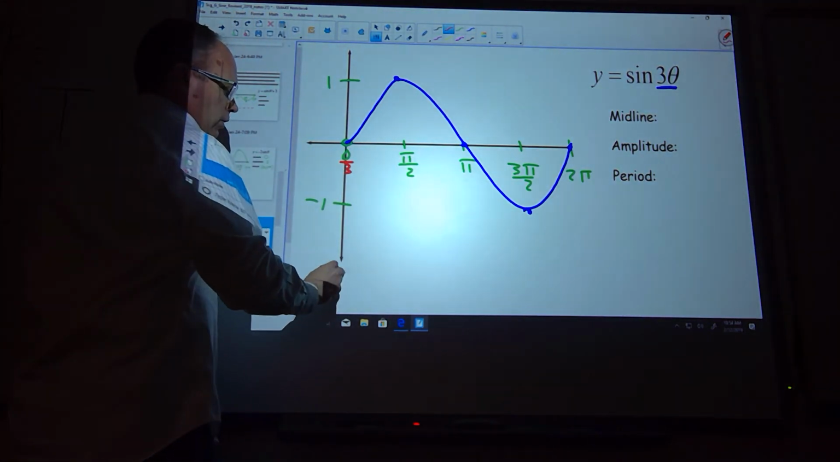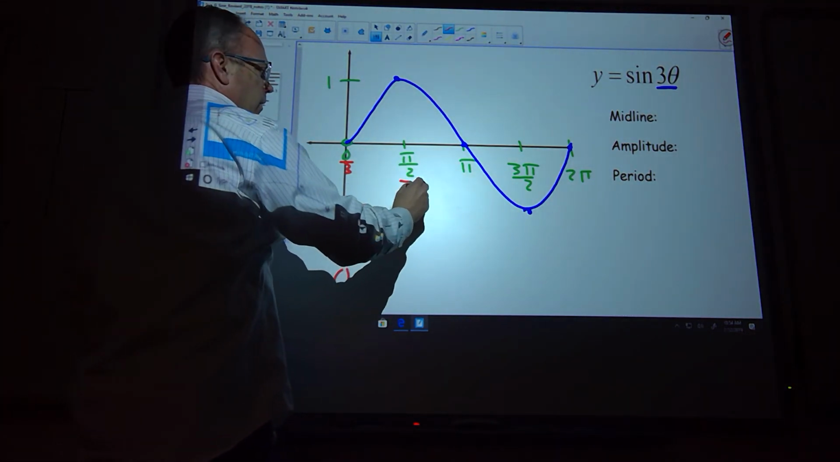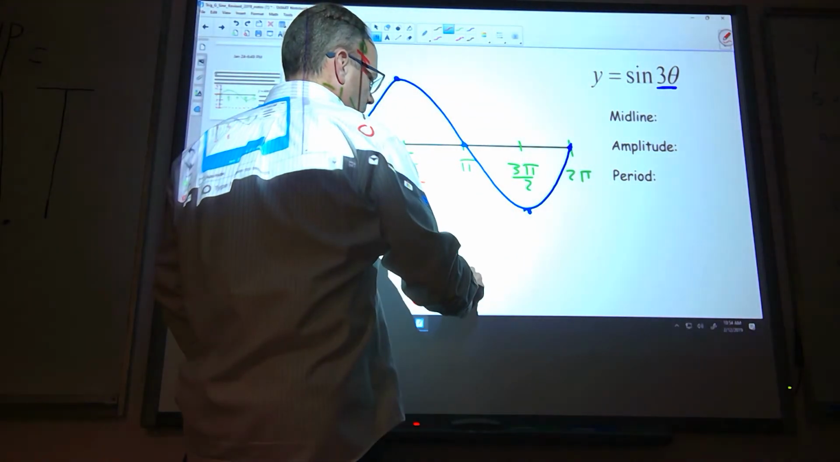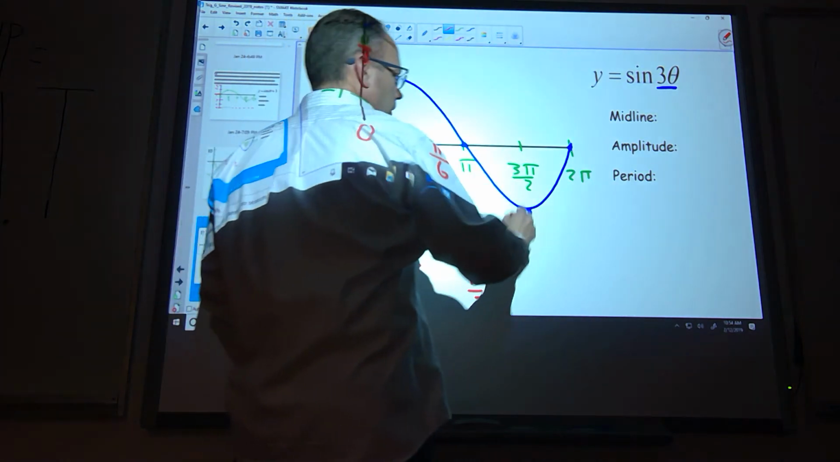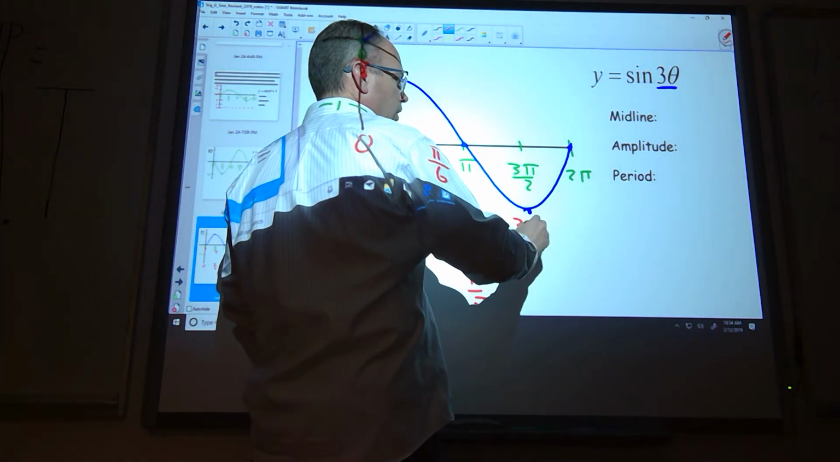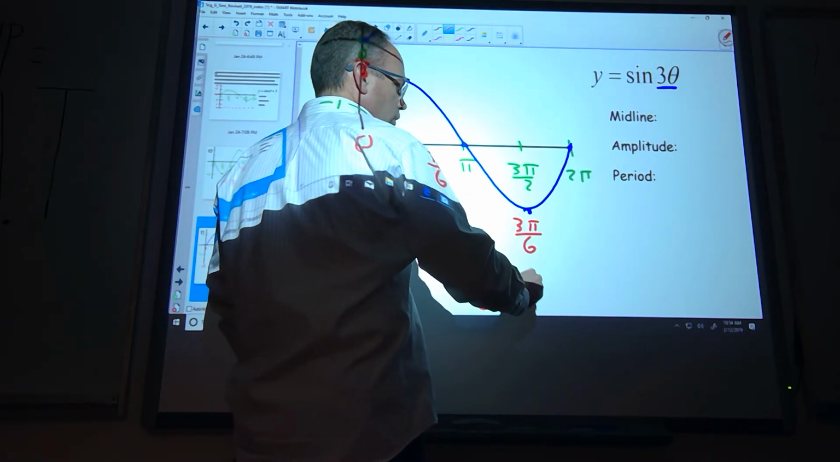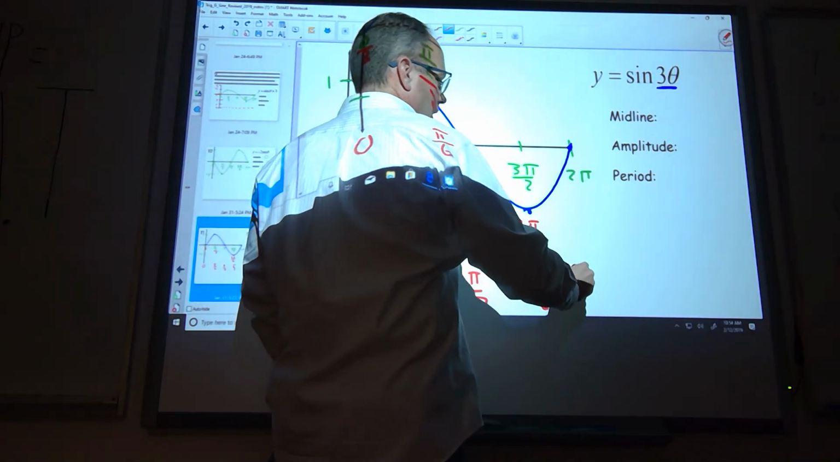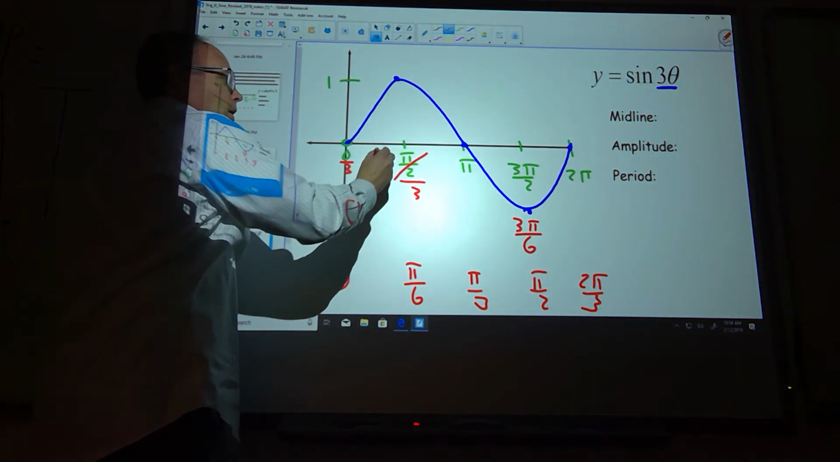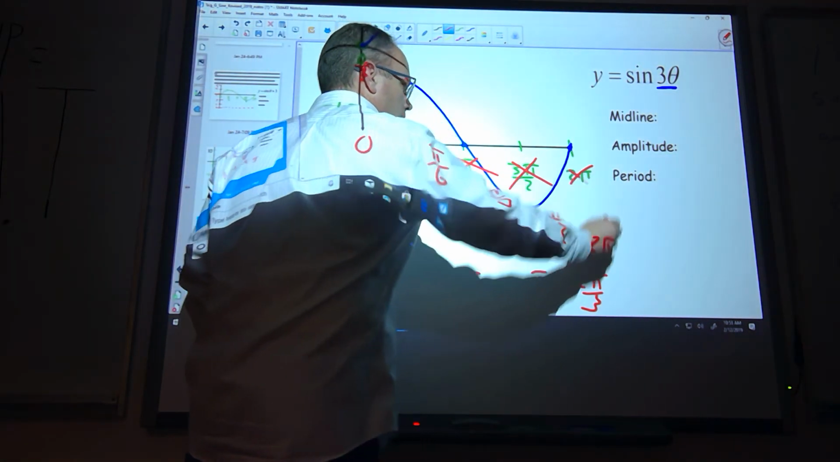So 0 divided by 3 is still 0. I'm going to divide this by 3, so that's going to give me pi over 6. I'm going to divide this by 3. It's pi over 3. Divide this by 3, which is going to be 3 pi over 6, which reduces to pi over 2. And I'm going to divide that, so that's 2 pi over 3. Nice. Okay, so now I'm not worried about these, because that's the new labels.